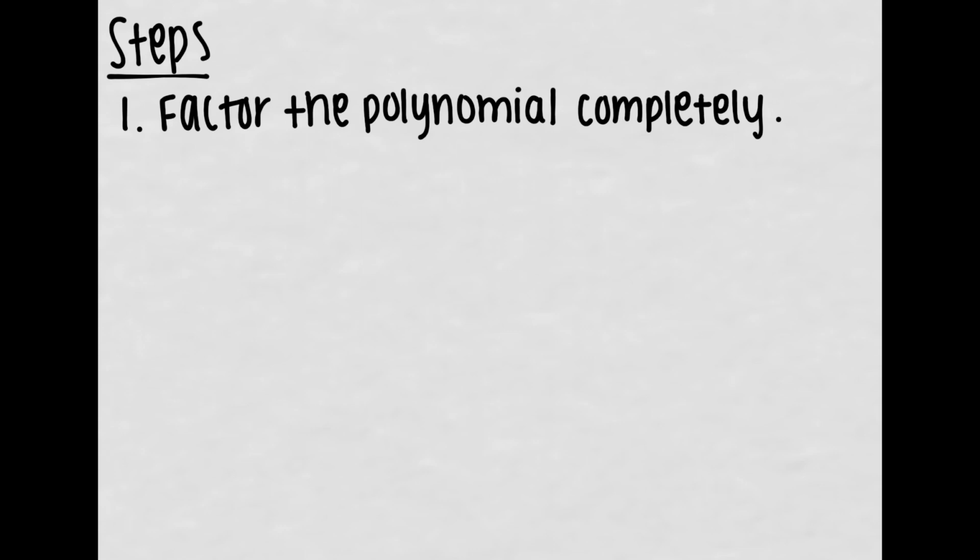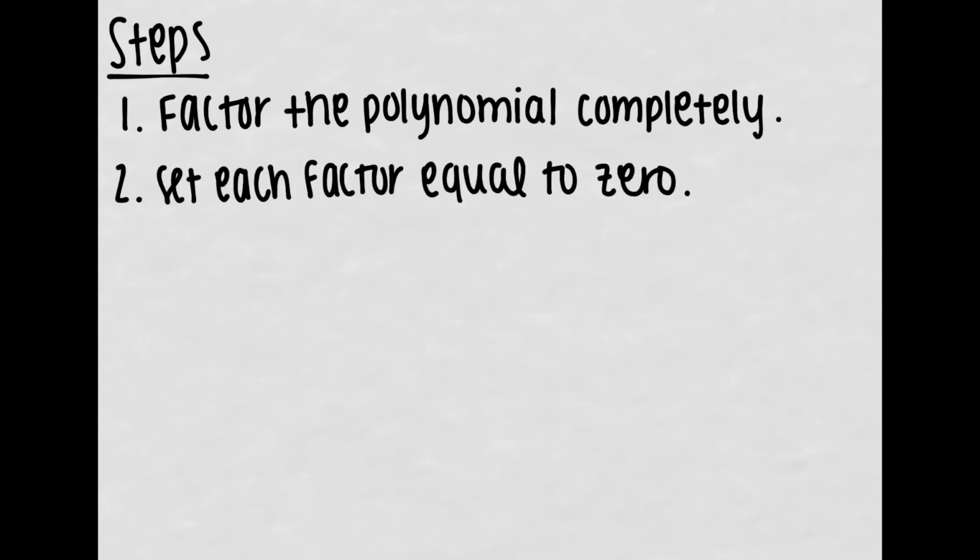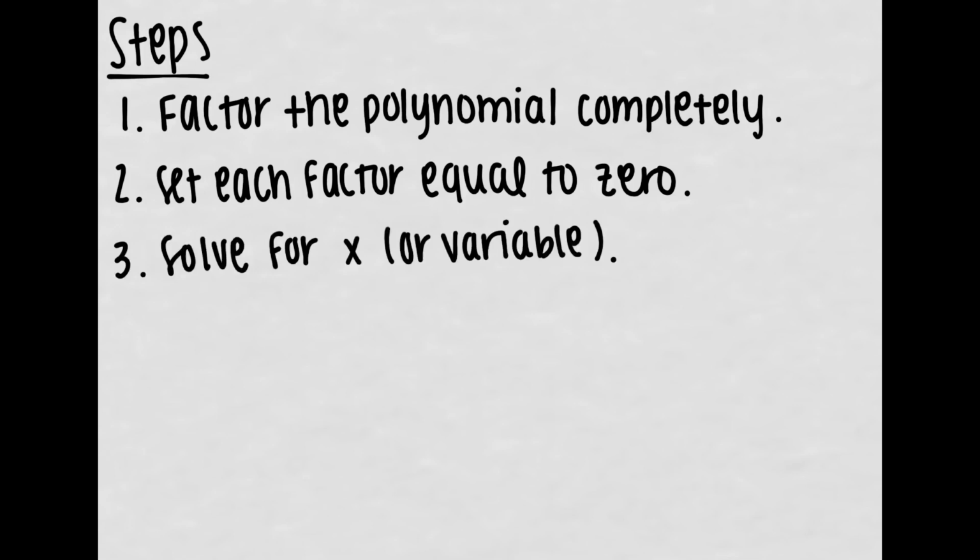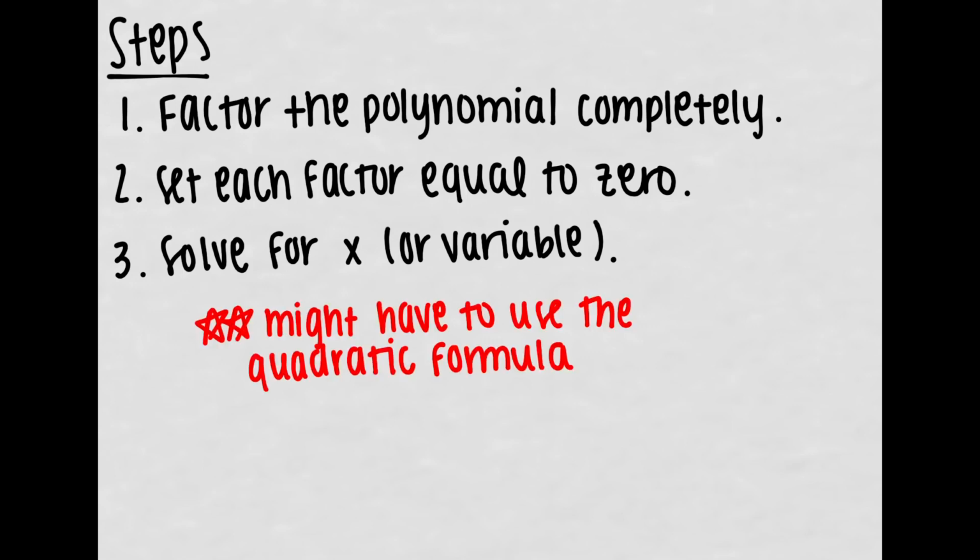We worked on factoring last week, so you're going to choose one of those 5 ways depending on what the problem is to factor. Step 2 is you're then going to set each factor equal to 0. Step 3 is to then solve for x or whatever your variable is. Now, with solving for x, sometimes it's easy and straightforward. Sometimes, though, if you still have a trinomial with x squared, you are going to have to use that quadratic formula that we used last semester.